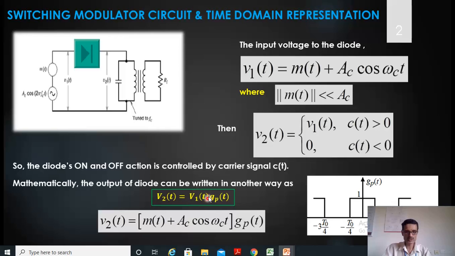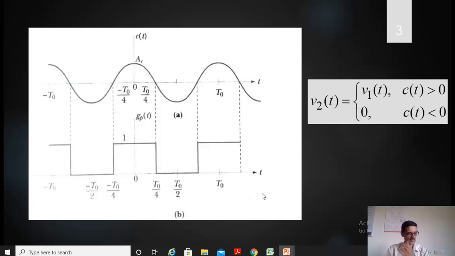Now, by substituting V1 of t in this equation, I get V2 of t equal to m of t plus Ac cos omega c t, multiplied by gp of t. Now just look at this, whatever the condition I said we have to satisfy to get the same equation in terms of gp of t. This series of pulses is nothing but gp of t, and this pulse is on when c of t is more than 0, above 0. When c of t is below 0, this is your carrier signal.